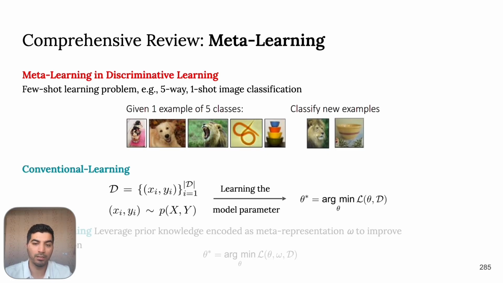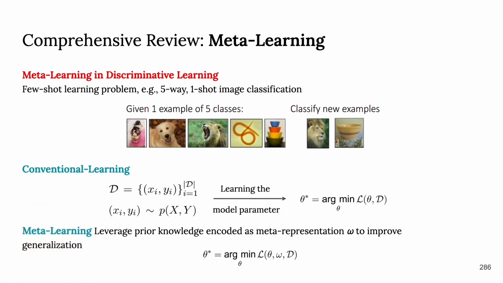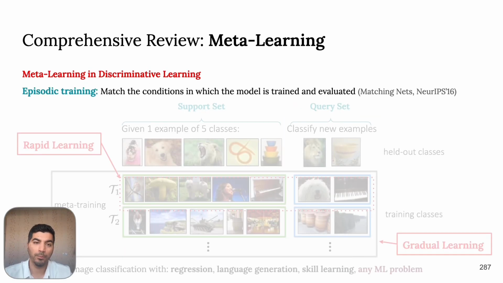In conventional learning, we usually fine-tune our parameters on this data, but meta-learning tries to leverage some prior knowledge encoded as meta-representation and then use this meta-representation for better few-shot performance. One popular approach in the literature is episodic training, which matches the condition in which the model is trained and evaluated. This is proposed in Matching Nets in NeurIPS 2016.